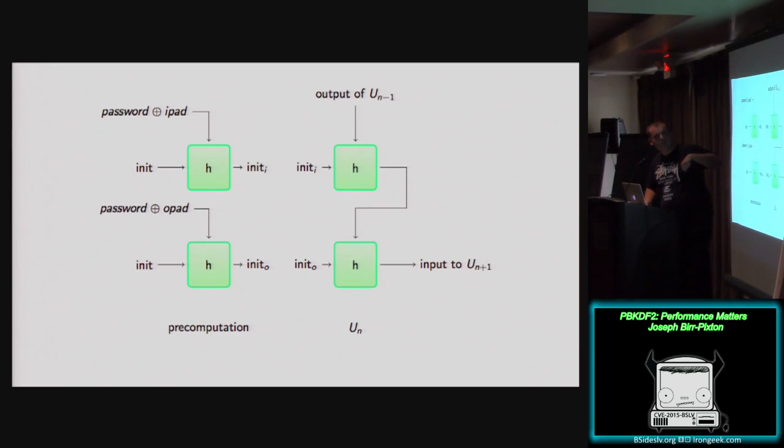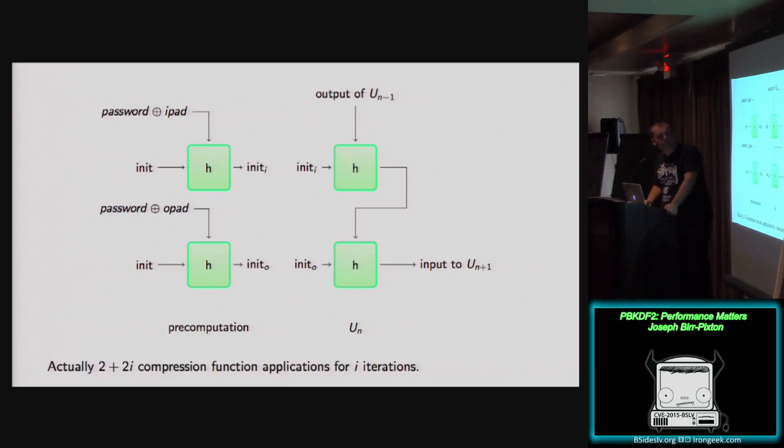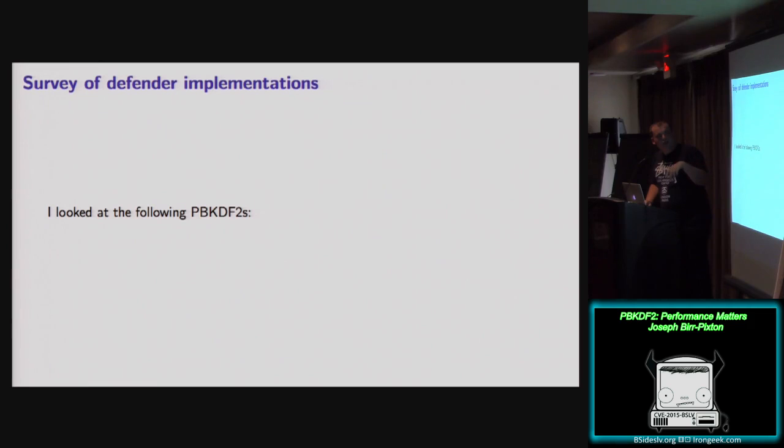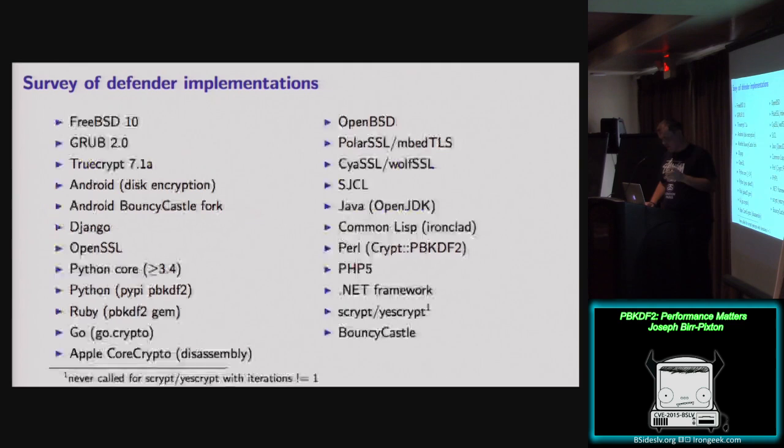To be very clear, this is not a new result. This is known about by lots of people. It's especially known about by people with boatloads of GPUs, but I think it's slightly less known about by people who write defender PBKDF2 implementations, which is the people I'm talking about mainly here. So you end up with 2 plus 2i for i iterations. This begs the question of how defender implementations are faring. So I looked at some.